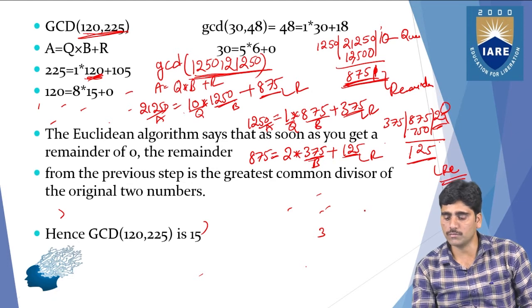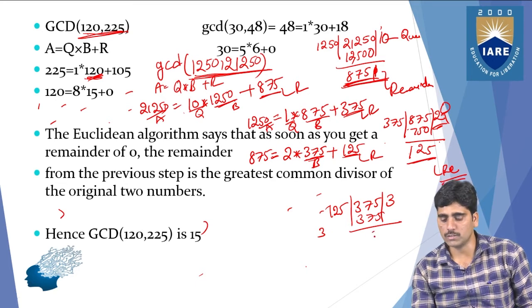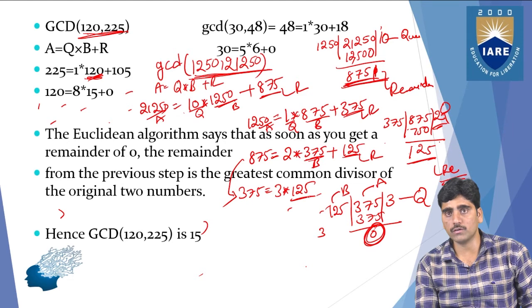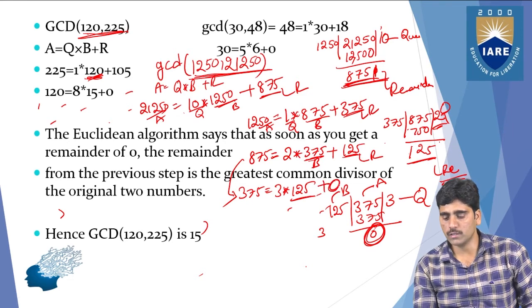The B value is 375, which is to be divided by 125. 125 times 3 is 375, so now you are getting zero as the remainder. The coefficient value is 3. So the statement is: A equals 375 equals 3 into 125 plus 0. So this is the Q value, this is the B value, and this is the remainder value.